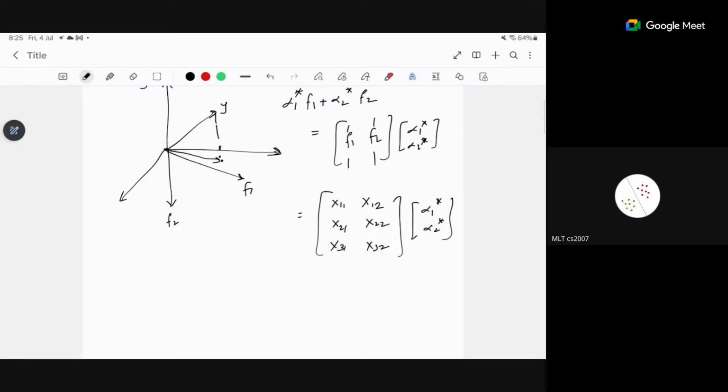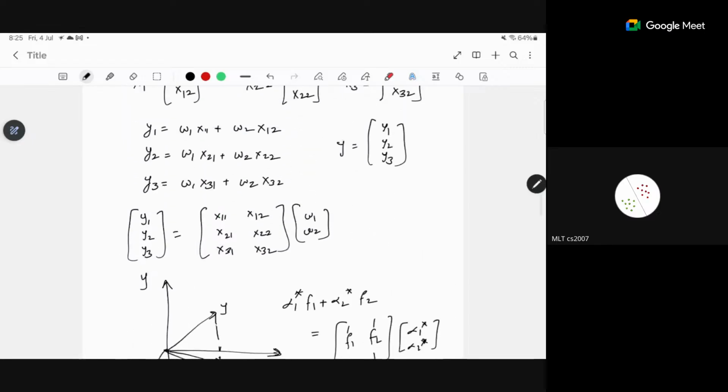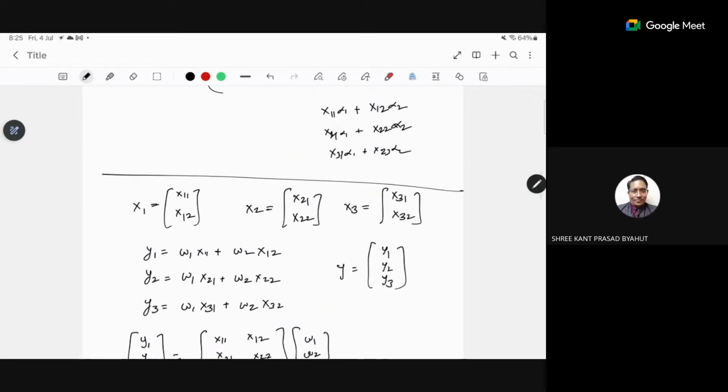So till this part is okay. It's the same W1 and W2, alpha 1 and alpha 2 star. Is this F1? This is X1, X2, X3, and this was F2. Like all this green, if I just take it into the vector, this will look like F1, and this will look like F2. Is that fine?